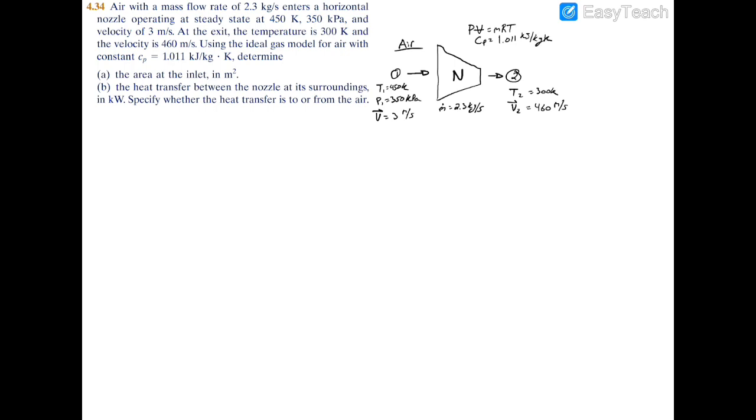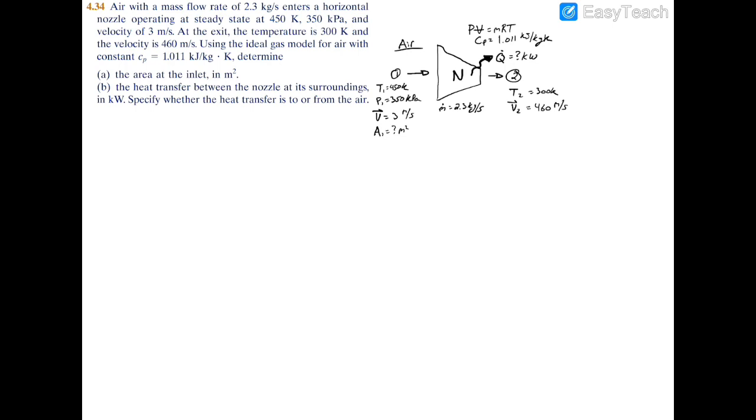Now we're looking for the area of the inlet, so we'll have A1 equals some number, and it's going to be in meters squared. And we're looking for the heat transfer between the nozzle and the surroundings, so we'll call that just straight heat transfer, Q dot, and it could be in or out, we don't know yet. And it's going to be some number in kilowatts.